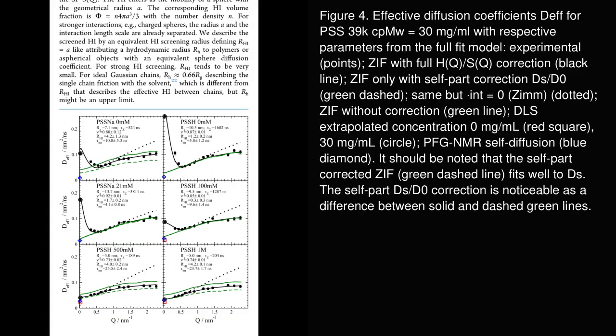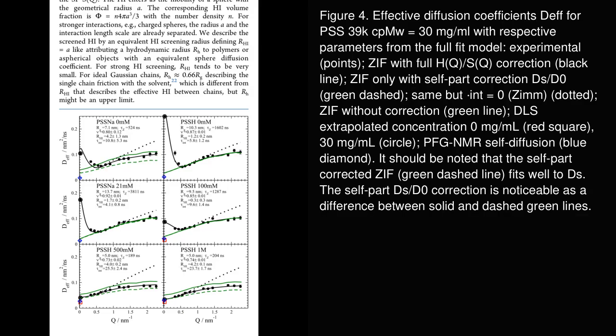Figure 4 compares effective diffusion coefficients DF derived from NSE data for PSS 39K at 30 mg per ml polymer concentration and different salt concentrations. The data points represent experimental DF extracted by fitting the intermediate scattering function with an exponential decay over wave vector Q. Several model predictions are overlaid.